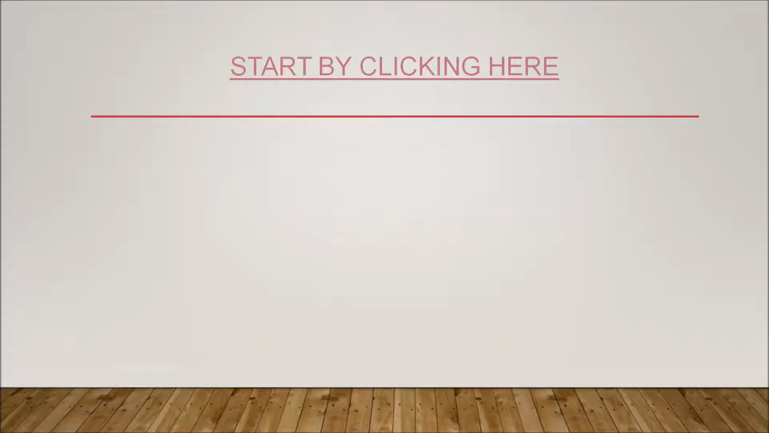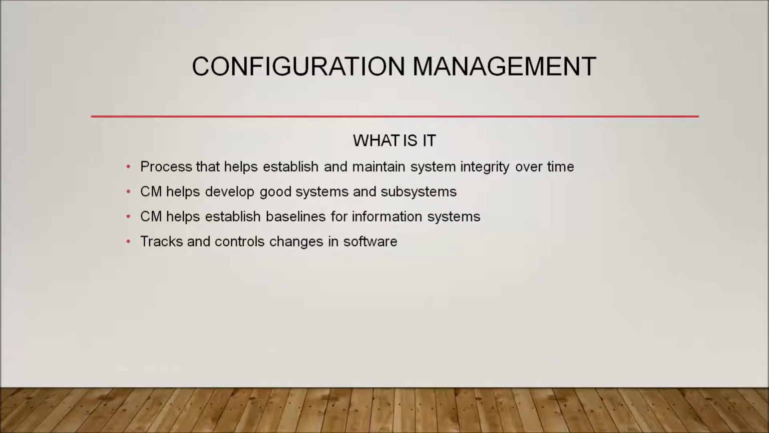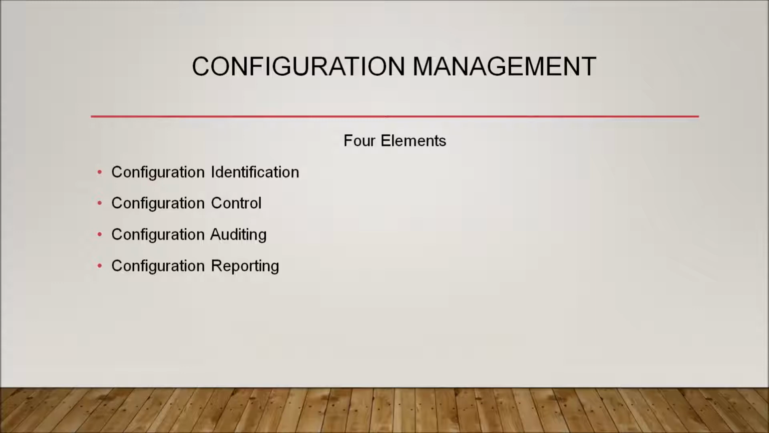So what is configuration management? There's a little clip here that you can watch that will tell you a little bit more about configuration management. But what it is, it's a process that helps establish and maintain system integrity over time. Configuration management helps develop good systems and subsystems. It helps establish baselines for information systems, and it helps to track and control changes in the software development process. So there's four elements in configuration management. There's configuration identification, configuration control, configuration auditing, and configuration reporting.